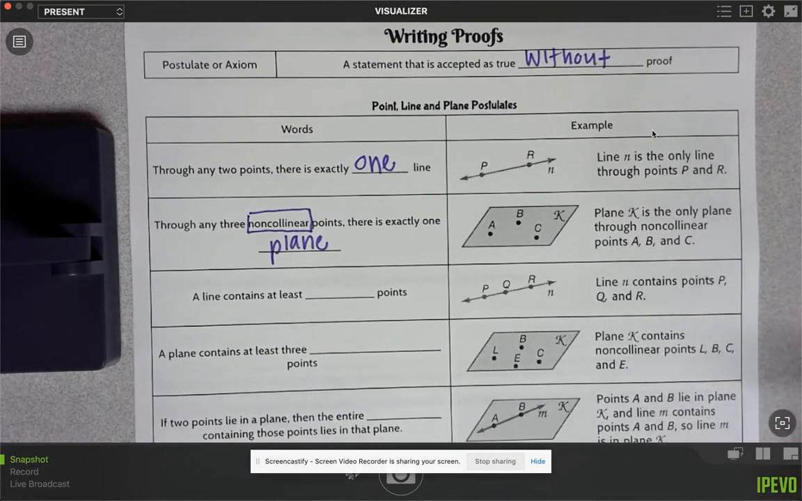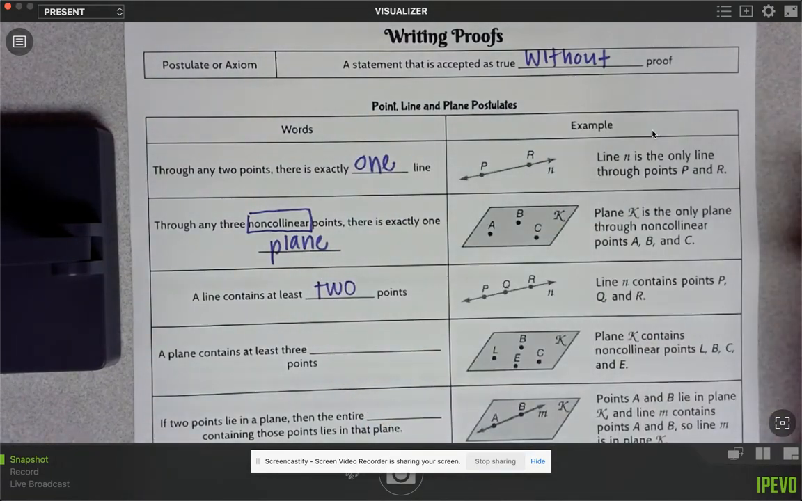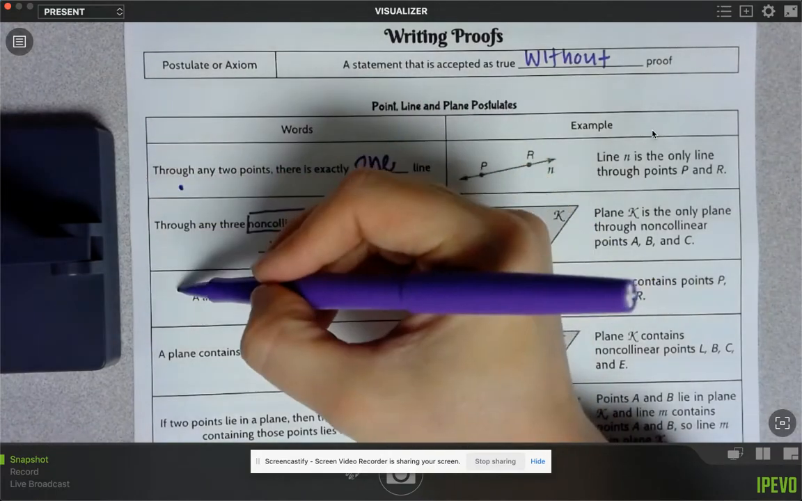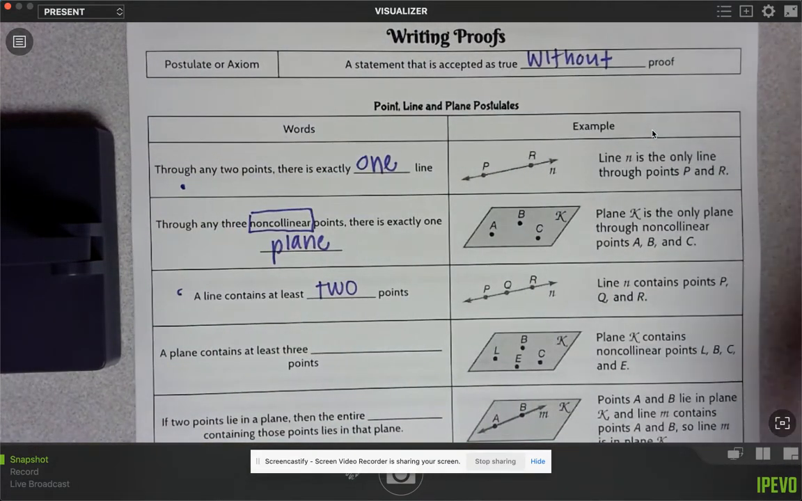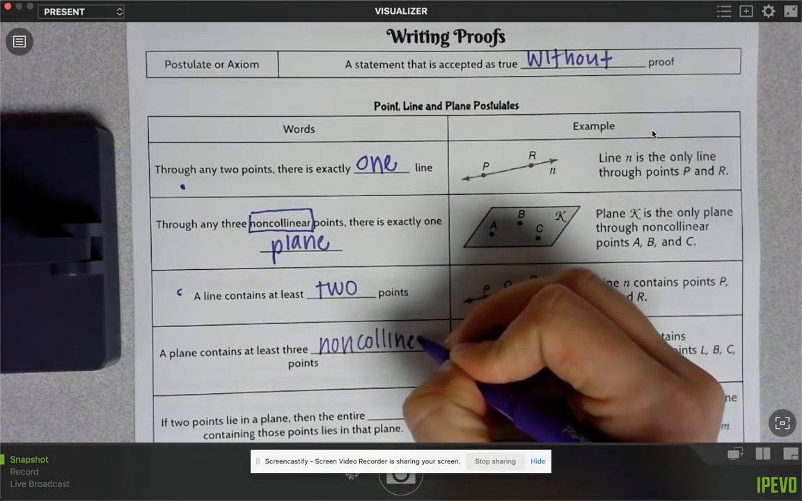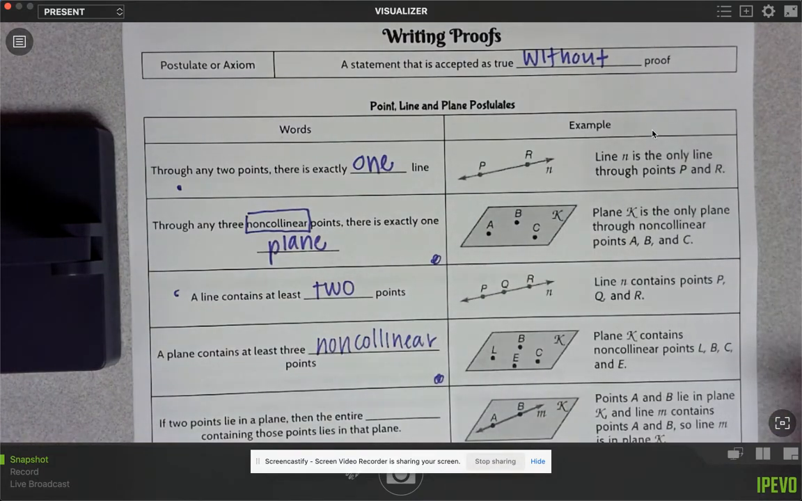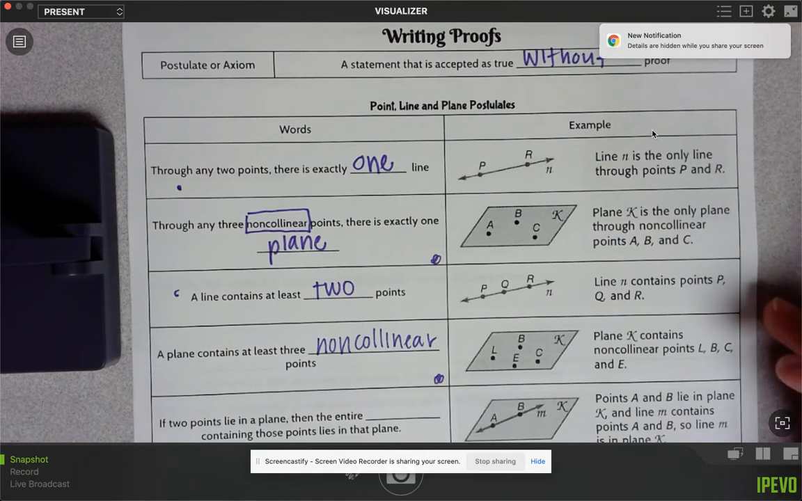Okay. A line contains at least 2 points, right? We need 2 points to draw a line, so these two kind of go hand in hand, that first one and the second one. They're kind of opposites of each other. Line N contains points P, Q, and R. It has at least 2 points. A plane contains at least 3 non-collinear points. Now this one and this one kind of go together, right? They're just kind of opposites, kind of like the converse of each other. We just flipped the order of the wording. So again, if we have a plane, I know for sure there's at least 3 non-collinear points in there.